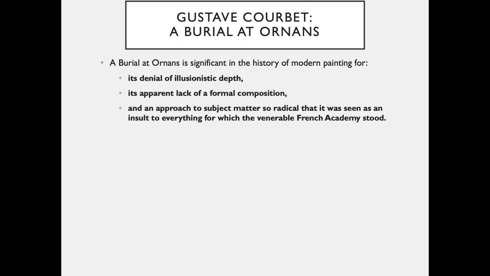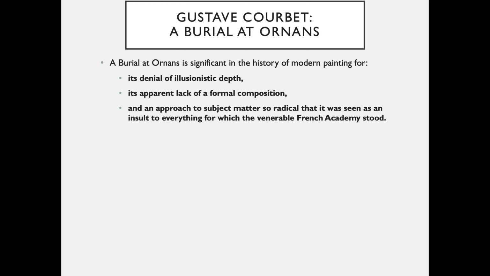A Burial at Ornans is significant in the history of modern painting for its denial of illusionistic depth. So Courbet is not using all the tricks, all the bells and whistles, atmospheric perspective, linear perspective that has been known back from Renaissance painting. This is what you were supposed to do. He's saying, no, stop, I'm doing something different. It's apparent lack of formal composition.